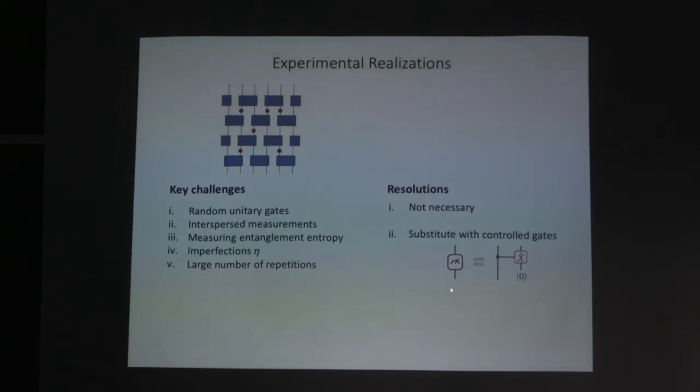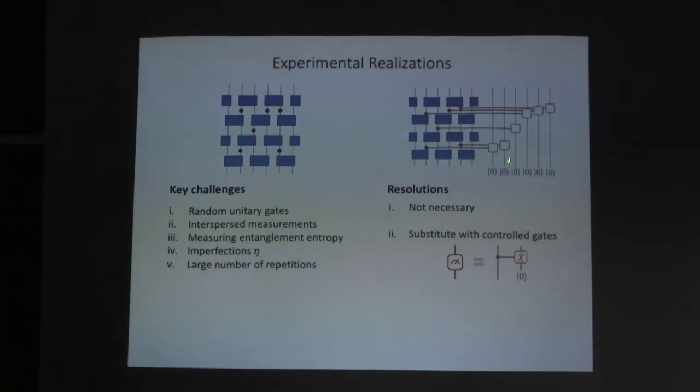However, it's fine because instead of measuring, we can bring in an ancilla and perform the controlled gate, and then the two results are exactly the same. You can postpone the measurement to the end of the circuit. And this technique is always used. So the modified diagram is like this.